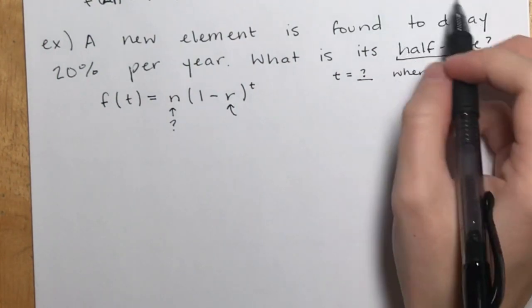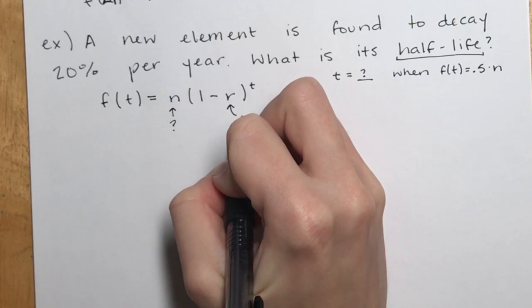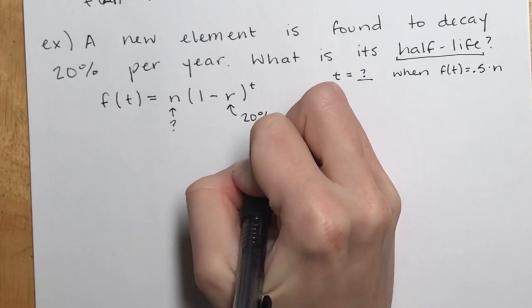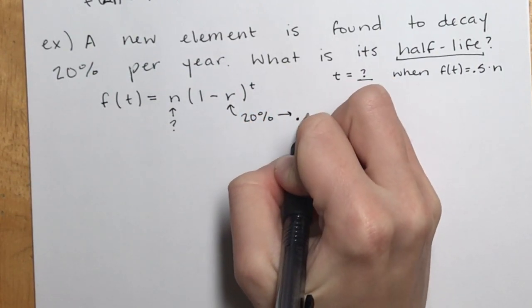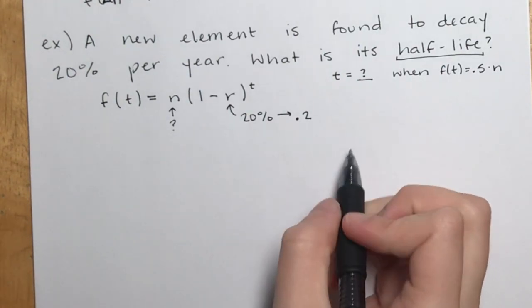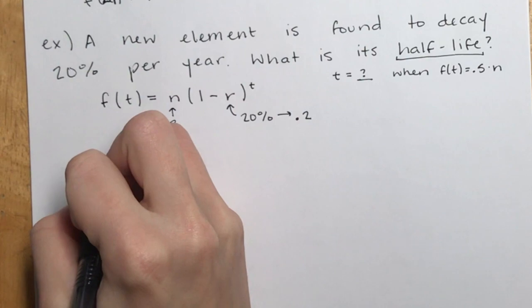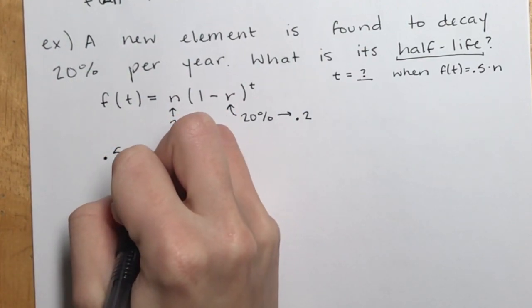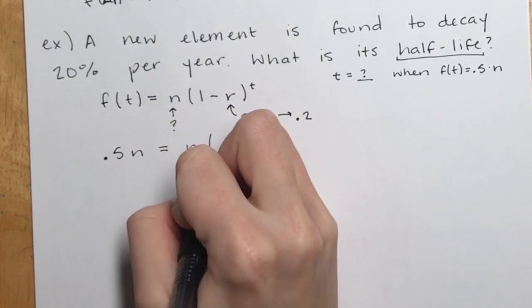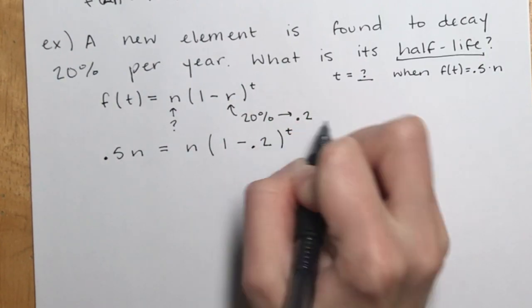Well, we know that we're decaying by 20%. So 20% means 0.2, right? We want to move the decimal over 2 spaces to the left. So let's go ahead and plug all this in. So we have 0.5n equals n times 1 minus 0.2 to the t.